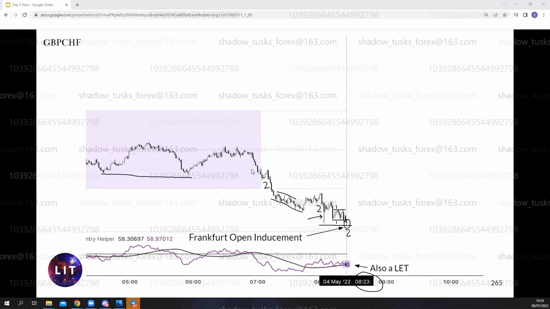So it's LET confirmed. Now it doesn't look so clear, and this is where it gets interesting, where you're probably like, well, actually, we have a LET there and a LET there. Now look at what those points signal. Equal lows. We're not even interested in anything in that until we get our inducement off that point there.